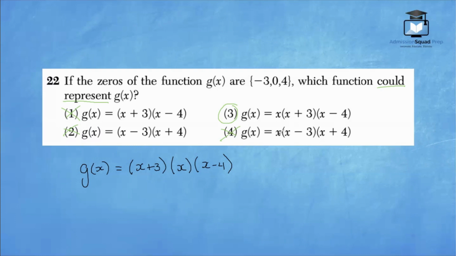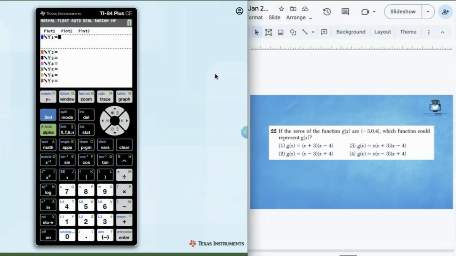Let's take a look at our table of values. To find zeros in a table of values, we are looking for the following points: (-3, 0), (0, 0), and (4, 0). Let's take a look to see if our answer is correct. Since we already have a potential answer choice, I will go ahead and test out answer choice 3 to see if it's the correct answer. We have x, open parentheses, x plus 3, close parentheses, then another open parentheses, and we have x minus 4.